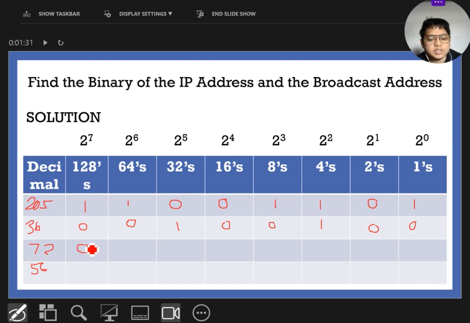Is there 64 in 72? Yes, there is 1. So 72 minus 64, we have 8. So the remaining value for decimal is 8. How many 32s in 8? None. How about 16? None. How about 8? 1. So 8 minus 8 is 0, and then 0 and 0.